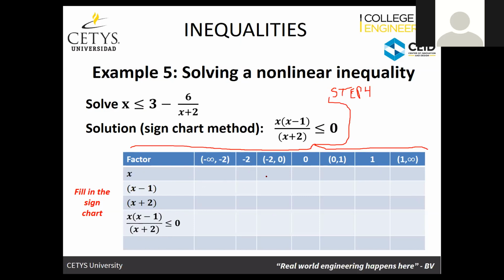What was step 5? Anybody? Or I'm going to ask somebody to participate. Results, no? It was fill the chart. Correct. It's start to analyze and start to fill up the table. Okay, and basically the only thing we're interested in is the signs. Okay, so step 5 is going to be to fill out the table.